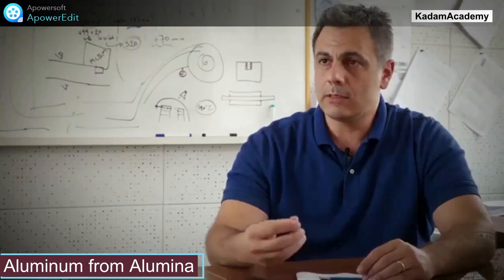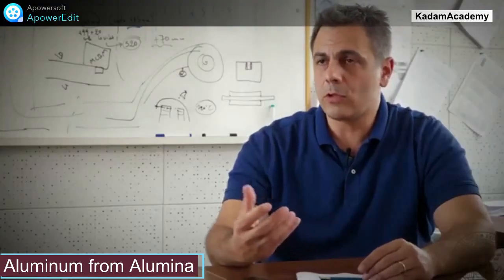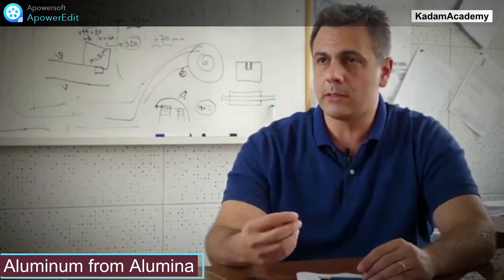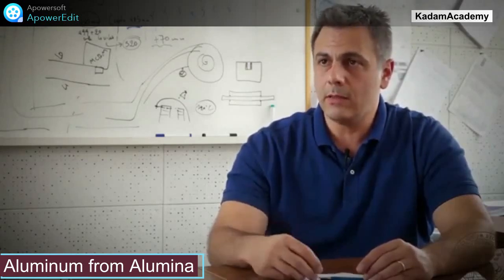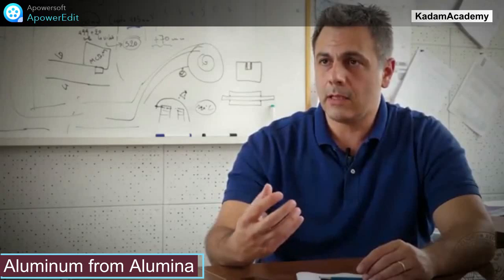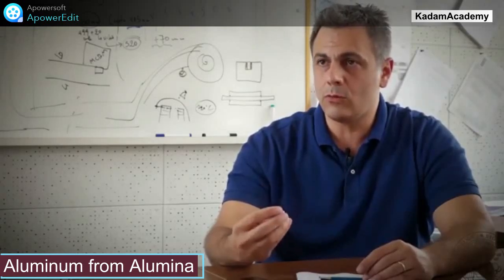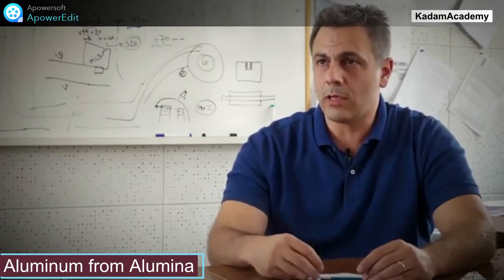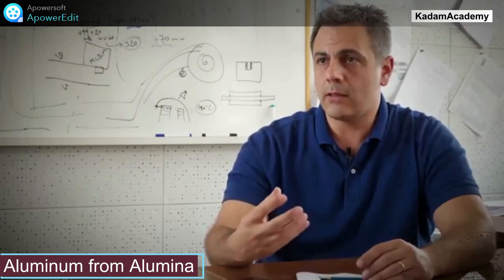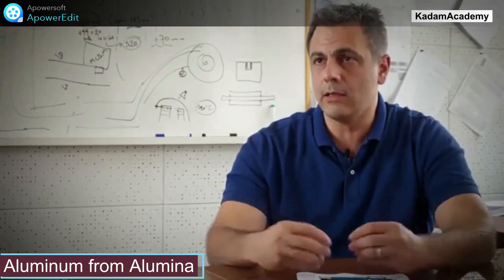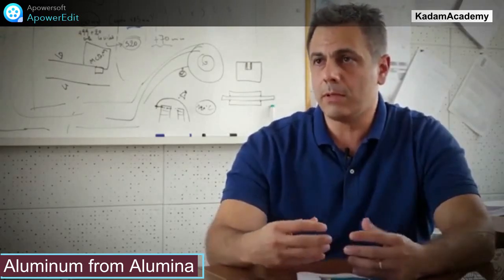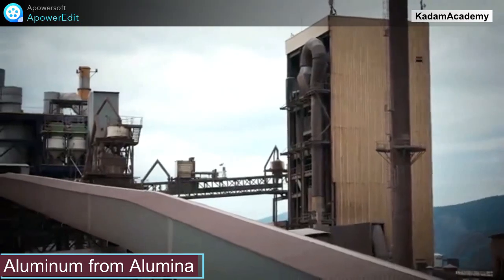This liquid is mostly sodium aluminate as the chemical compound inside, and it is the pregnant liquor that we are going to use in order to produce alumina. So we take this liquor and we filter it very well to be sure that there is no solid inside, and we pump it to the next unit, which is precipitation.